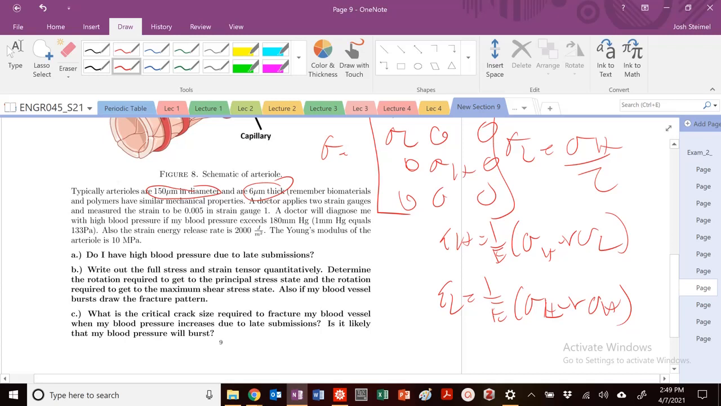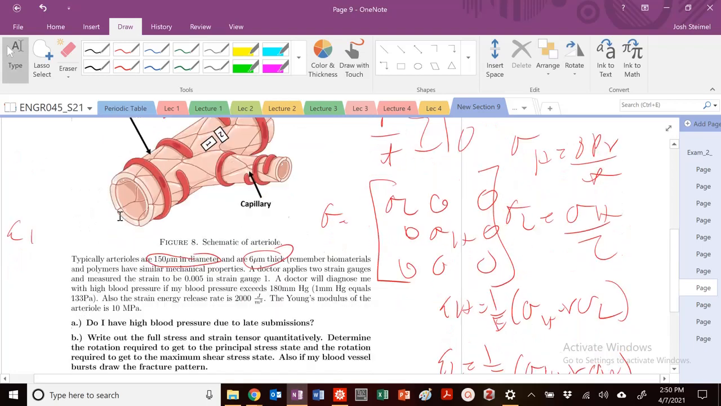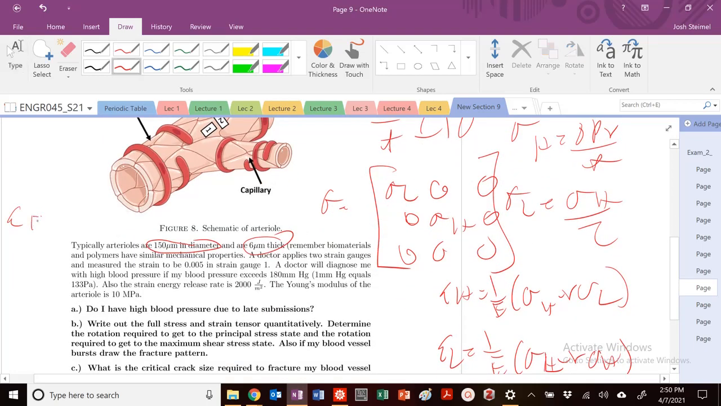The doctor applies 2 strain gauges. There's a strain in the 1 gauge, so my strain in the 1, which is also my strain in the longitudinal, epsilon L, is equal to 0.005. The doctor will diagnose me with high blood pressure if it exceeds this. The strain energy release rate is this. The Young's modulus of my artery is this. So my E is equal to 10 megapascals.